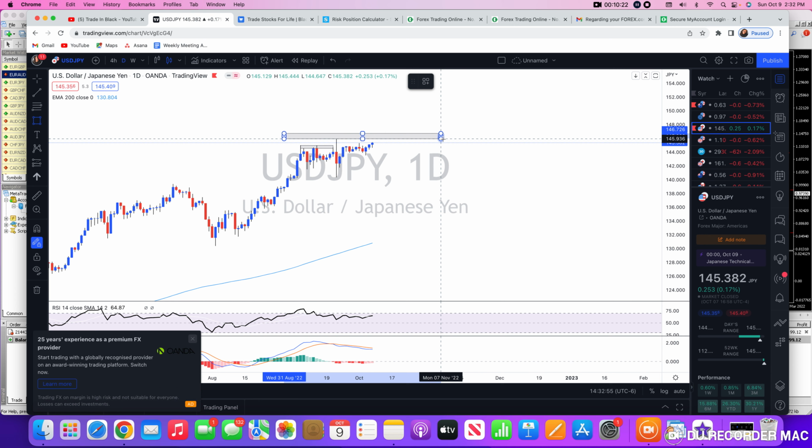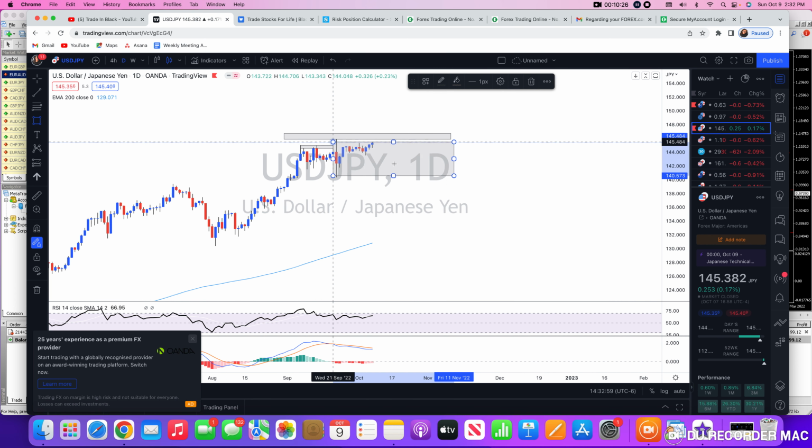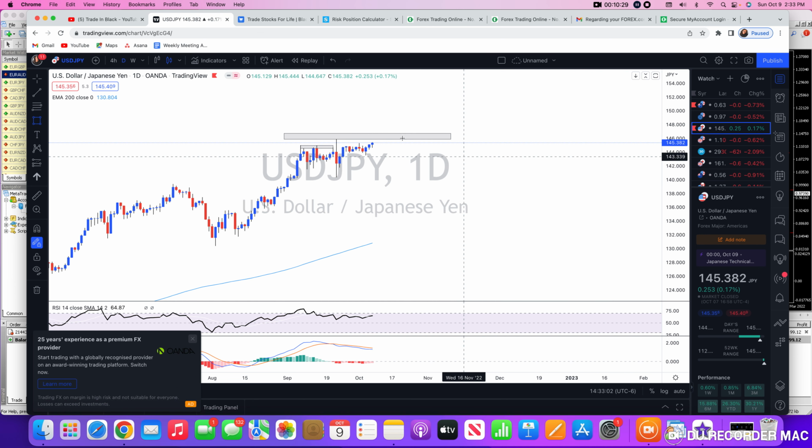So I'd wait for it to break. Now, granted, this is not a bank level right here. I'm just going based upon what's happened in the past. So I would wait, and it's really close to that 146 level. So I will wait for price to break through here.